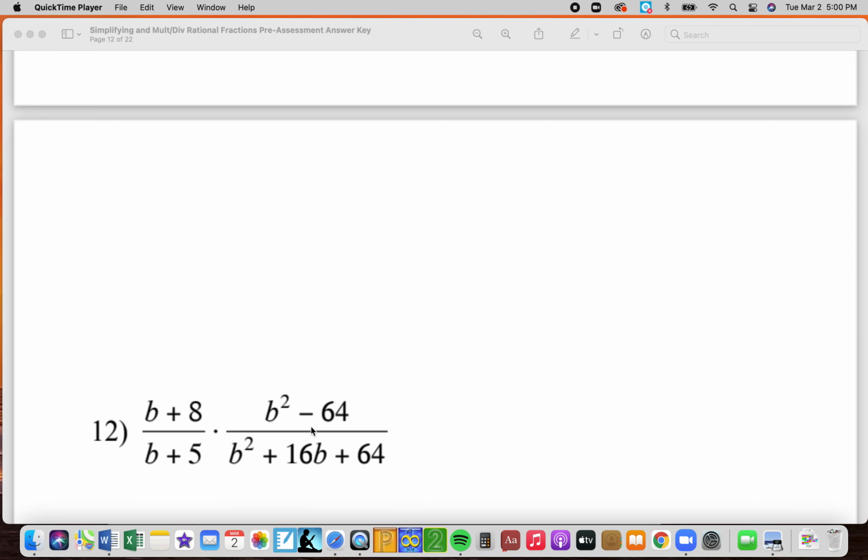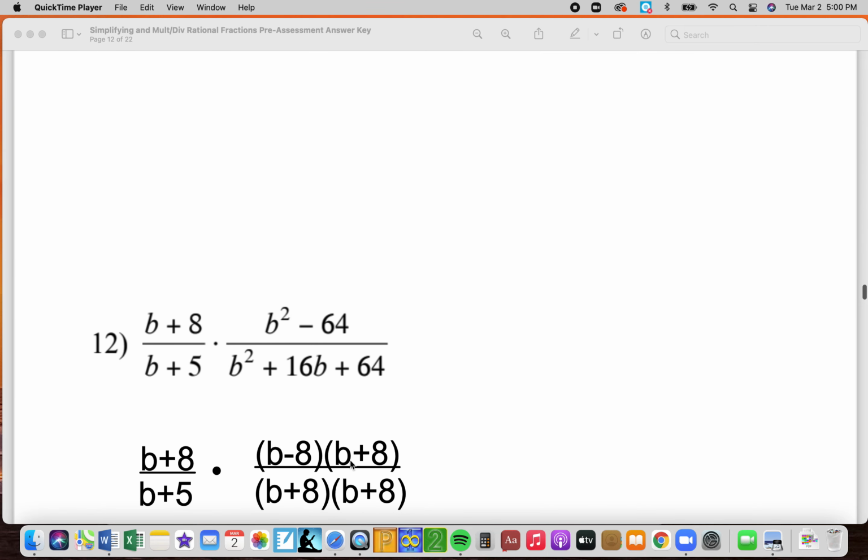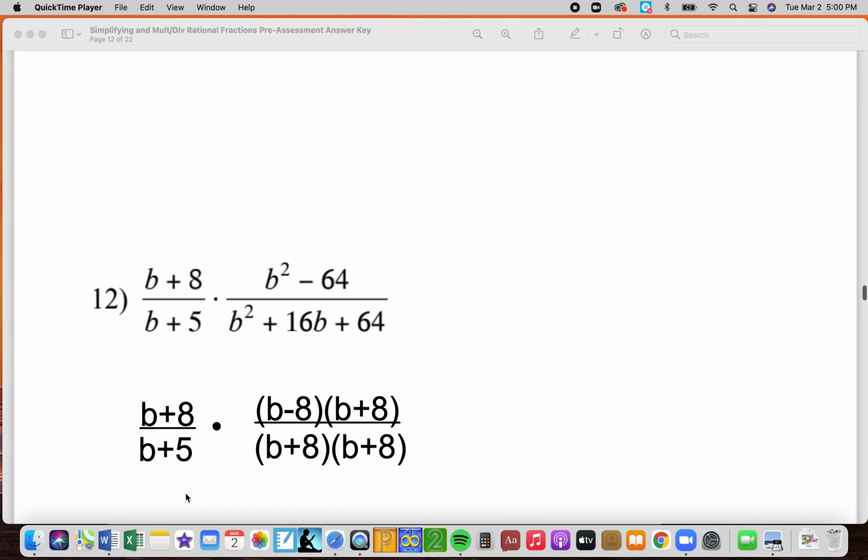Number 12, this time we can factor the top right and the bottom right. This is the difference of squares, so they'll produce conjugates, and this is a binomial square, which will produce a binomial that is square or identical. So you're going to get b plus 8 over b plus 5 times the difference of squares. These are conjugates, b minus 8, b plus 8. And this is a binomial square, so it'll be identical, b plus 8, b plus 8. So the b plus 8s will cancel. These two b plus 8s will cancel. And then you'll be left with b minus 8 over b plus 5.